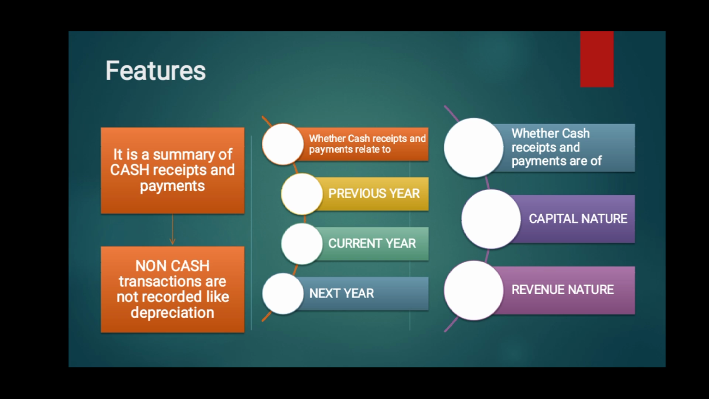So third feature is whether these cash receipts and payments are of capital nature or revenue nature, both should be recorded. To clarify this, we can take one example, that rent received is of revenue nature while the sale of fixed asset, these receipts are of capital nature. Both will be recorded under receipt and payment account.